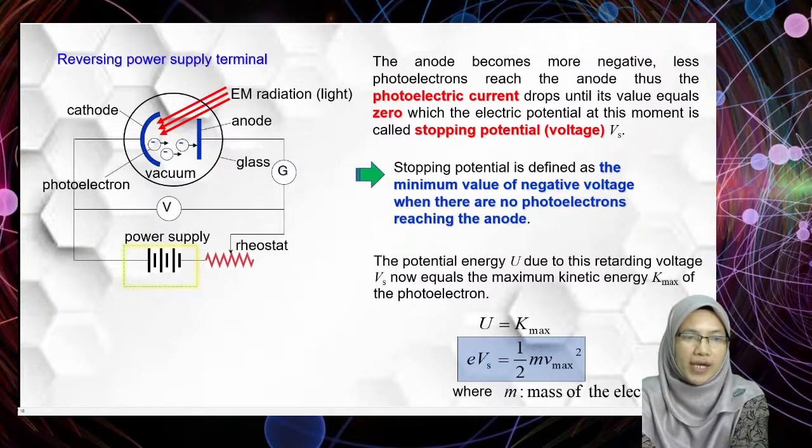According to the conservation of energy, the potential energy due to this retarding voltage equals the maximum kinetic energy of the photoelectron. We can write U equals K max, where U or potential energy is eVs and K max is half m v max squared. e stands for charge of electron, Vs stands for stopping voltage, m stands for mass of electron, v max stands for maximum velocity of the electron or photoelectron.